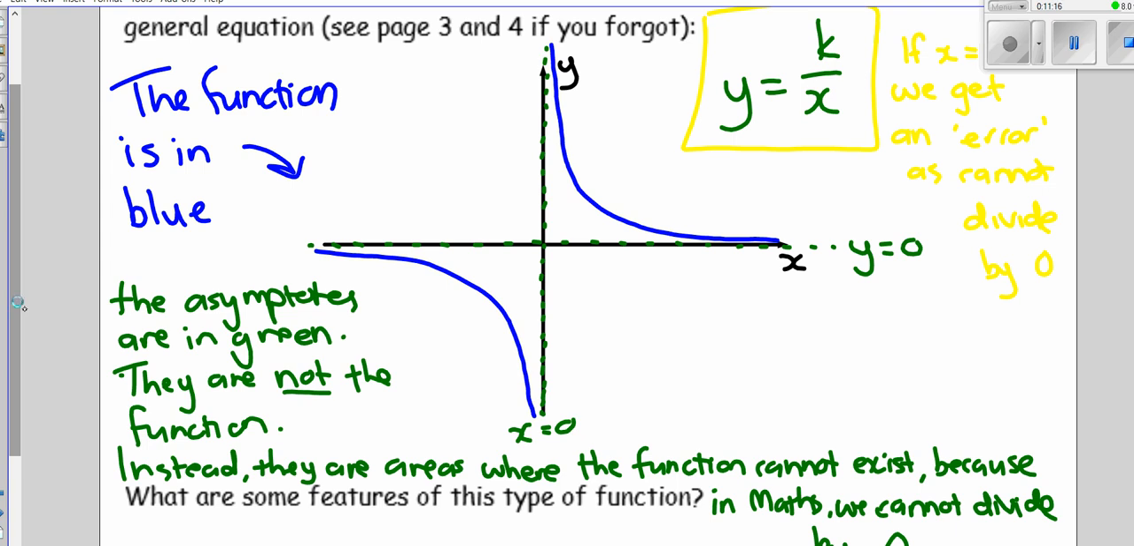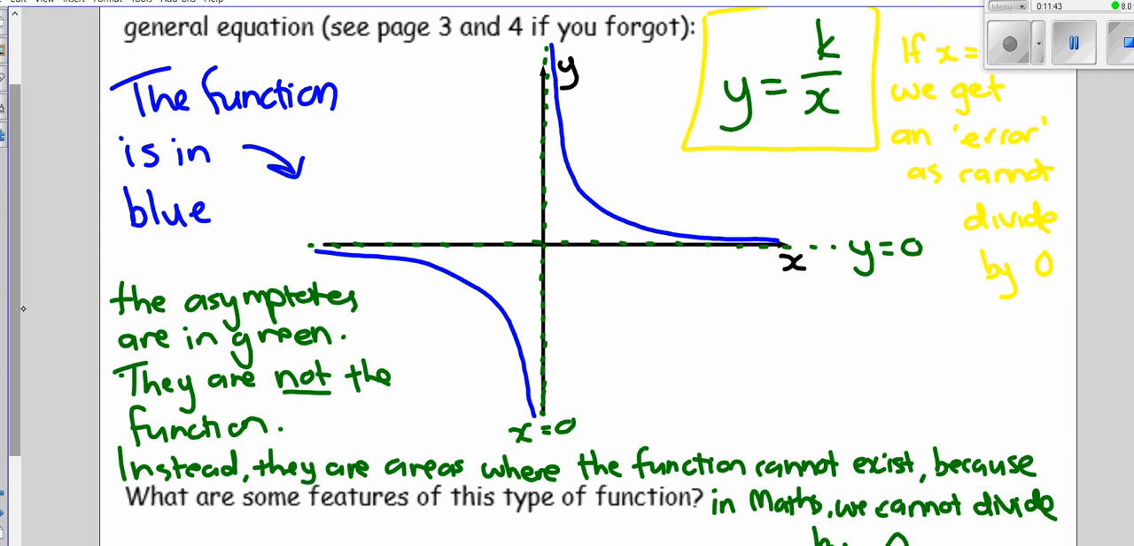Like, say imagine k is 1. 1 divided by 3, it's not 0, it's a third. 1 divided by 100, it's not 0, it's a hundredth. 1 divided by a million, it's getting closer to 0, but it's not equal to 0, it's a 1 millionth. 1 divided by 100 million, again it's getting closer to 0, but it never reaches 0.